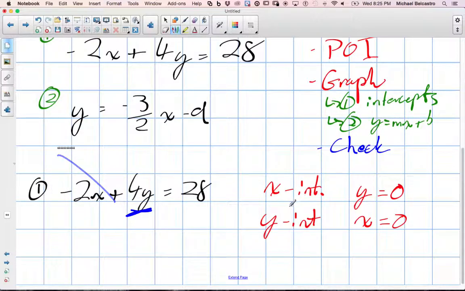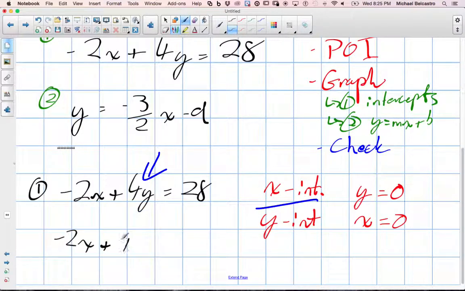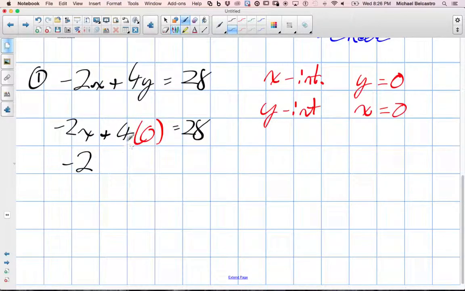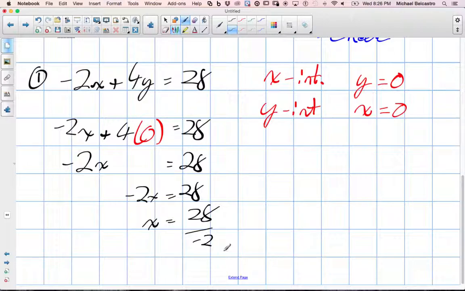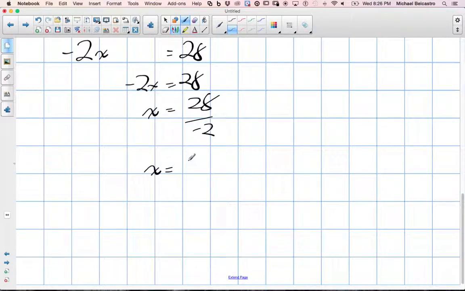Let's find our x-intercept first. We're going to set y equal to 0. So we get -2x plus 4 times y, and y is 0, equals 28. Okay, so 4 times 0 is nothing, so -2x is equal to 28. To get x by itself, we take 28 and divide by -2, and we get x equals -14 as an intercept. So this intercept is at -14 and 0. That's just a point on the line, not a point of intersection or anything like that.